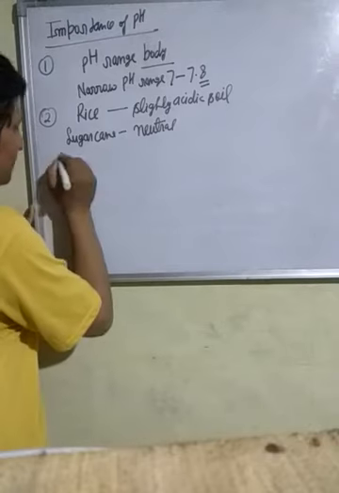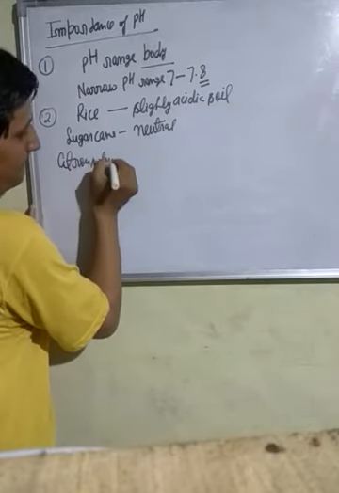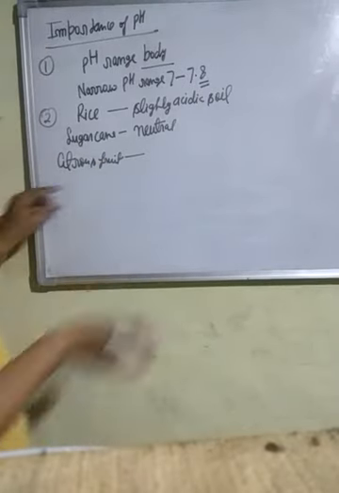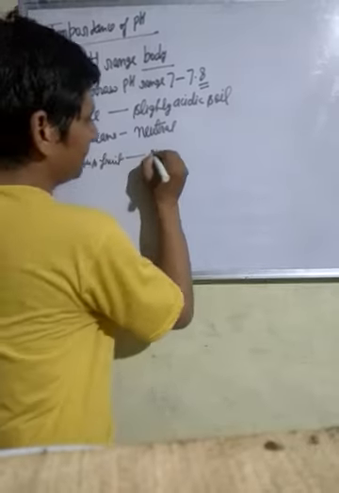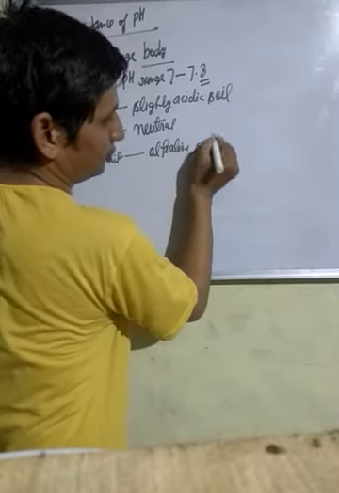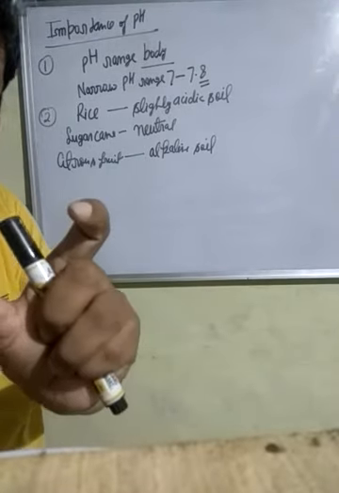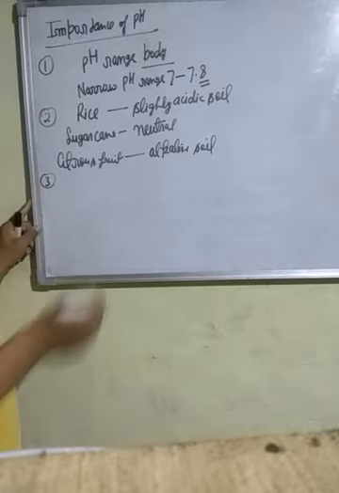After this, citrus fruit. Citrus fruits, lemon and orange, grow well in alkaline soil. So, dear students, you have to write all these important points in your notebook. Okay. After this, next point, third point.